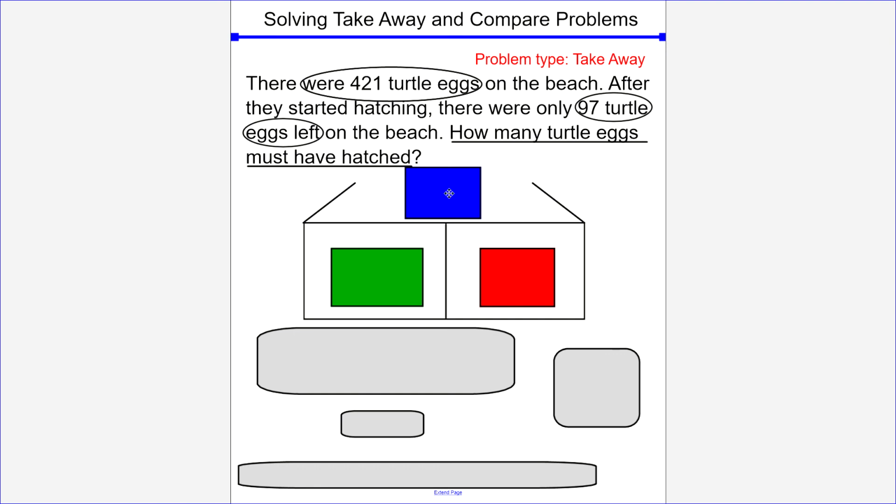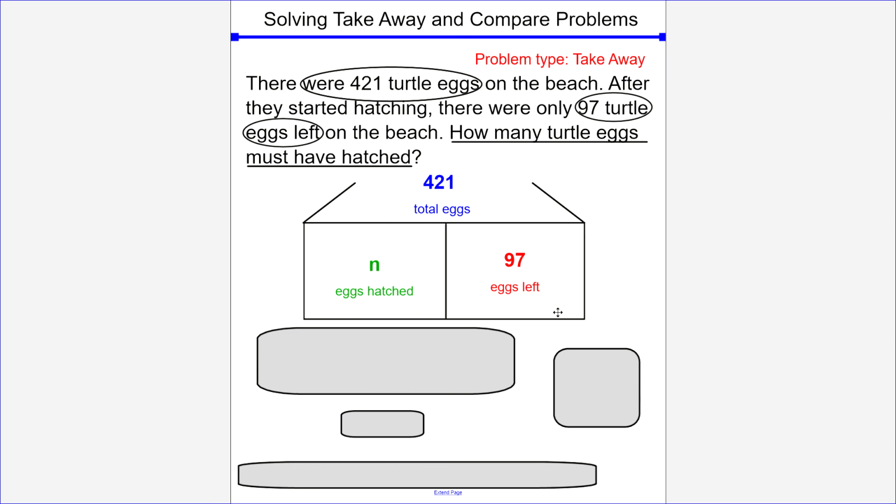The whole in this problem is 421 because it's the total eggs they started with. I want you to think, what is one of the parts? Well, one of the parts is the eggs that hatched, N. I want you to think, what are the two parts? Of course, the two parts are N eggs hatched and 97 the eggs left.